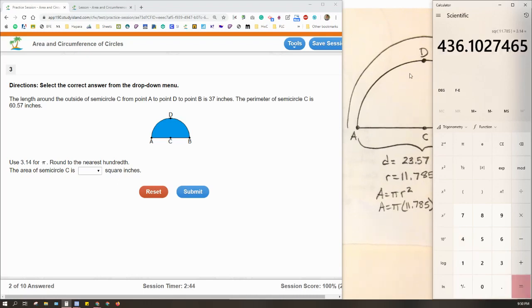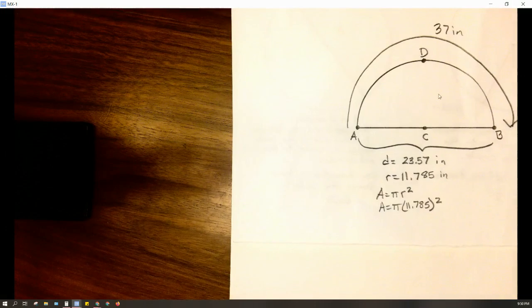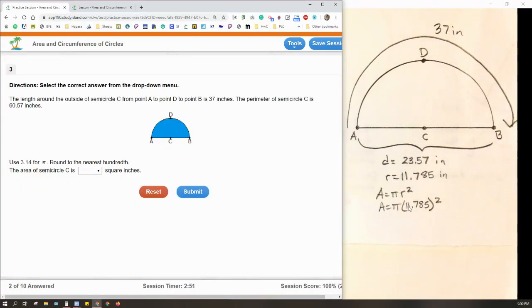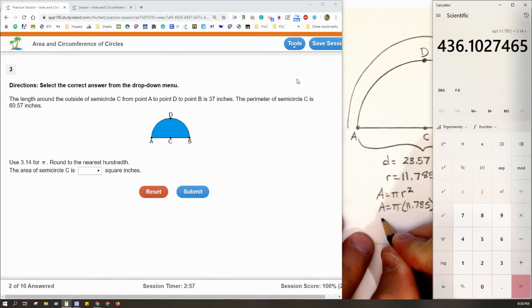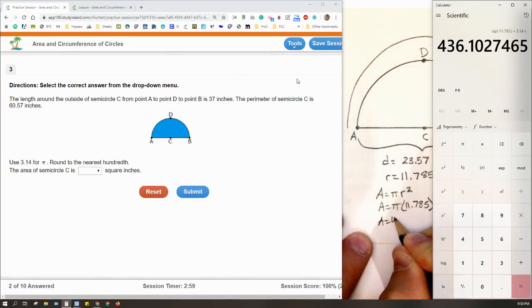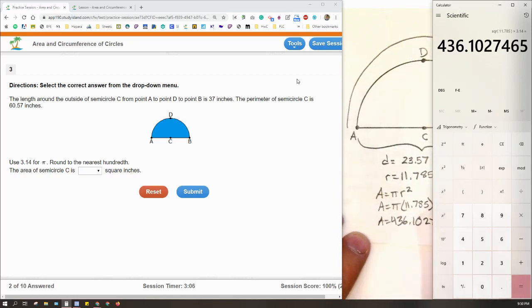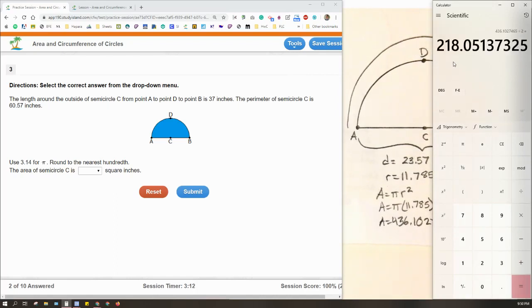And that would be the area of the entire circle. But we don't have a whole circle. We have a semicircle, which means we have half of a circle. So I'm going to take the area that we have, which is 436.1027465. It's a ridiculous decimal. But a semicircle is only going to be half of that. So I'll divide it by 2. And that's the area of our semicircle, 218.05.